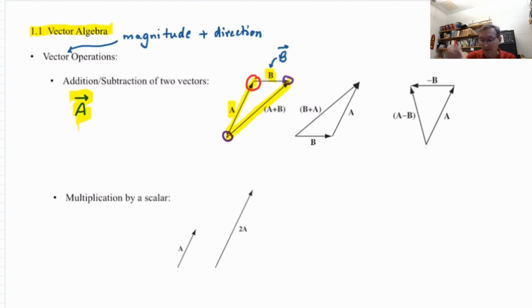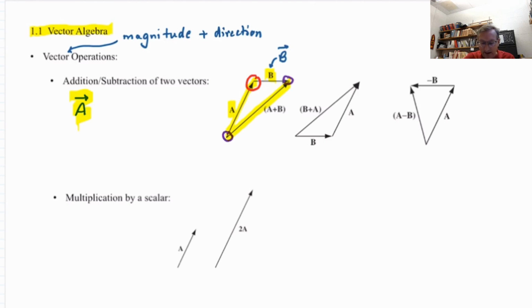And we must preserve this rule, the tail-to-tip rule for adding vectors. The nice thing about the tail-to-tip rule, by the way, is that it can be used for the sum of more than two vectors, 3, 4, 5, however many. Just put them in tail-to-tip configuration, and the resultant, the sum, goes from the tail of the first to the tip of the last.